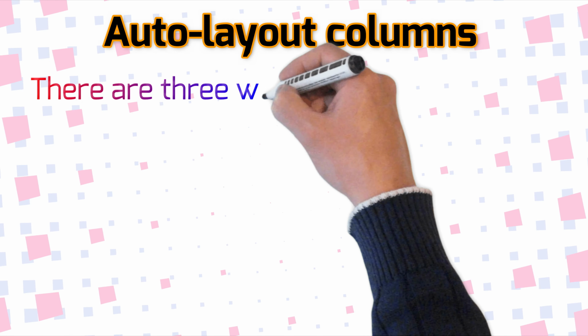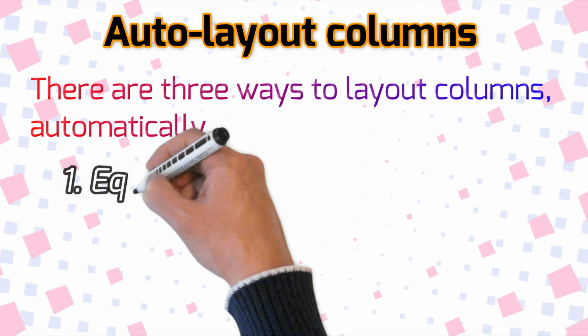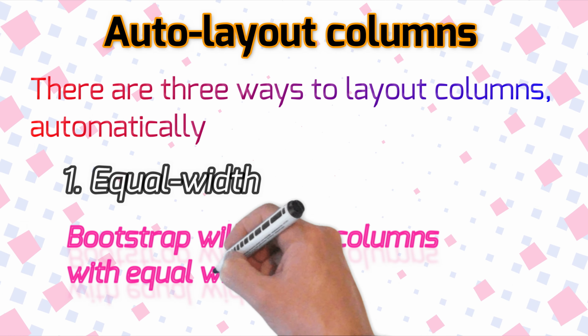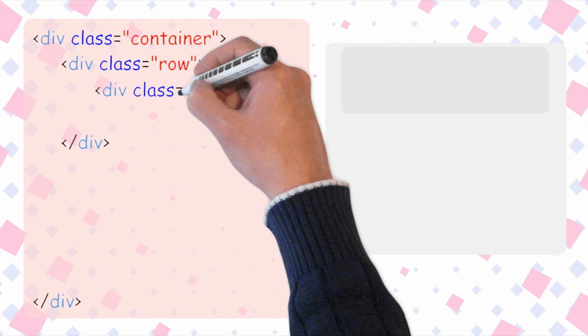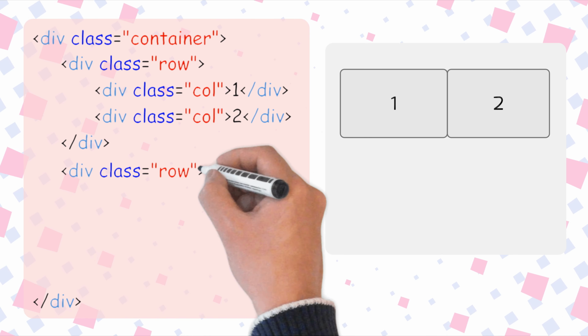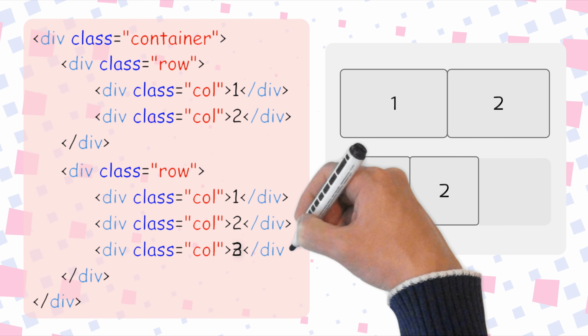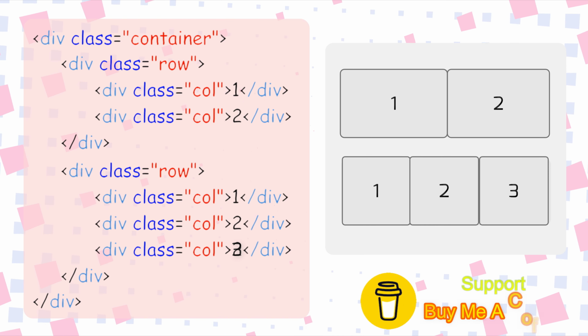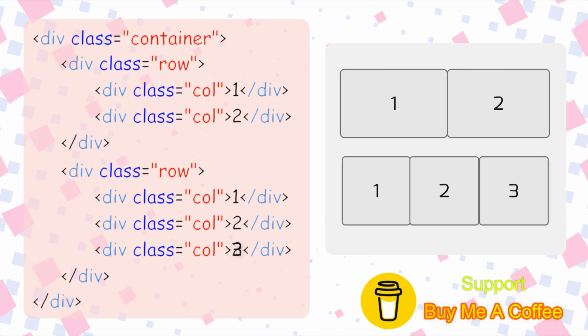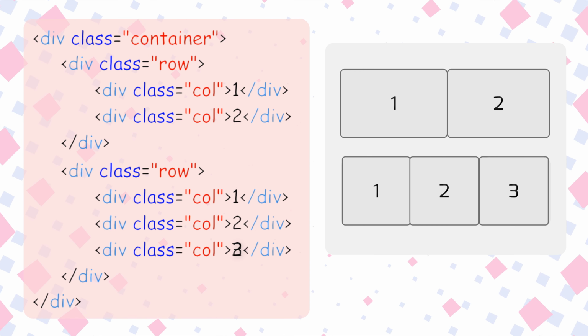There are 3 ways to lay out columns automatically. First, equal width. Bootstrap will create columns with equal width. Add any number of unitless classes for each breakpoint and every column will be of the same width. Check this example very precisely. Adding extra time for every example will increase the length of the video, so it would be great if you pause the video in between to examine the examples properly.